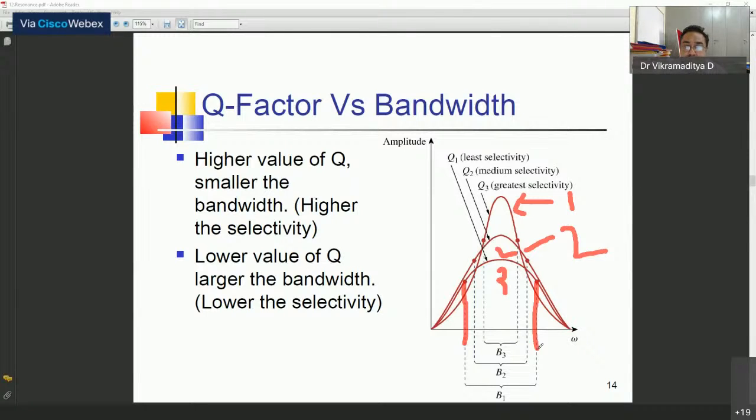So higher the value of Q, smaller the bandwidth, and there is another word called selectivity. Higher the selectivity. Generally, select means you have to choose something. So we generally choose for quality things. Okay, if I give you a choice to select between two mobiles. Two mobiles are in front of you, and you have a choice to select either one. One is a Lenovo mobile, and another is an Apple mobile. Okay, which will you choose?